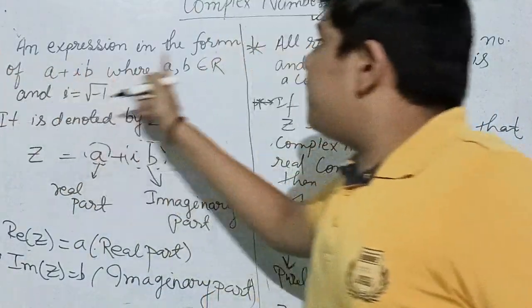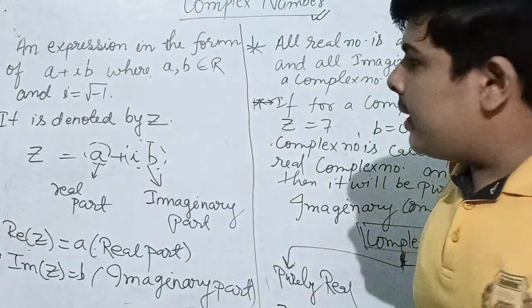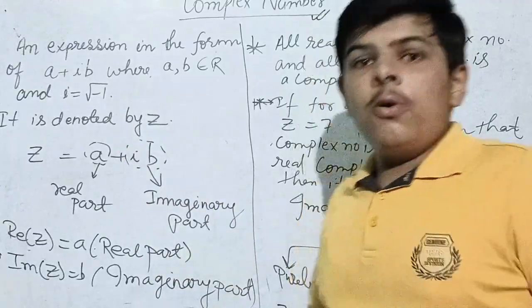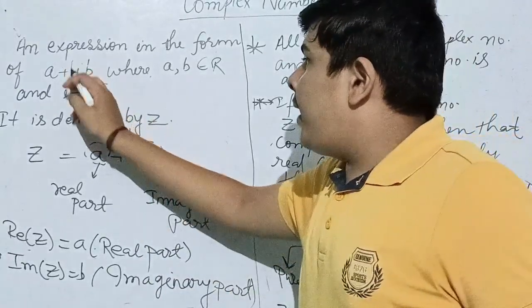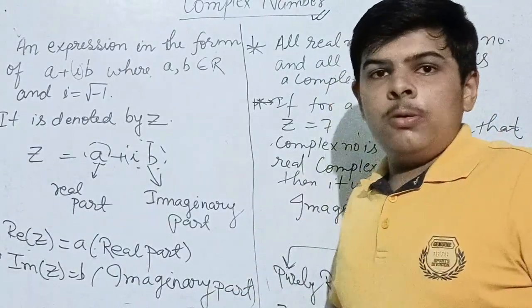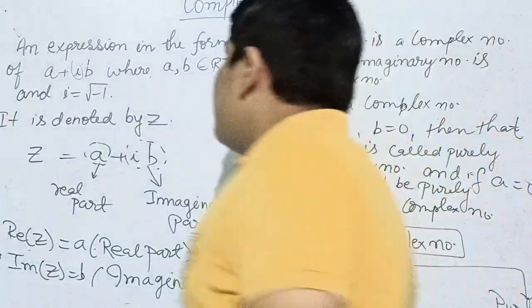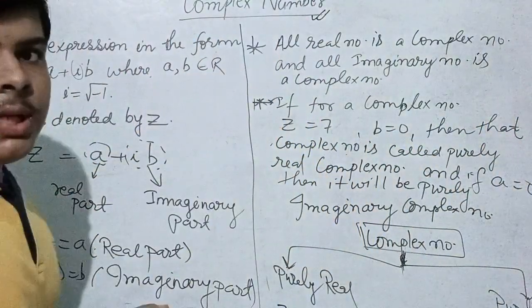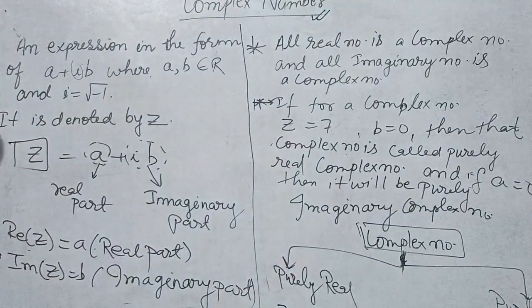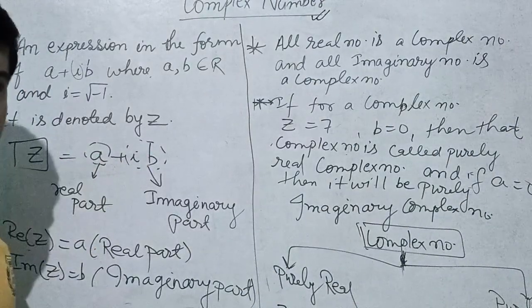An expression in the form of a plus iota b, where a, b belong to real numbers and iota is equal to root under -1. If you are not understanding the concept of iota, then you must see the previous video. So see, an expression in the form of a plus iota b, ये जो कॉम्प्लेक्स नंबर है इसको डिनोट किया जाता है बाय द सिंबल z. Z is equal to a plus iota b. This is the representation of a complex number.